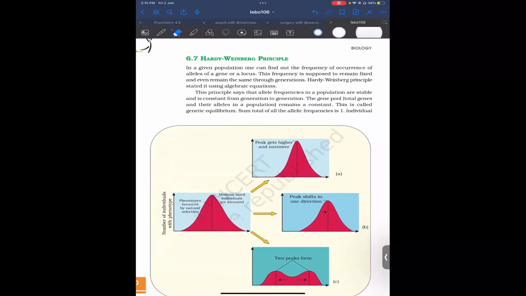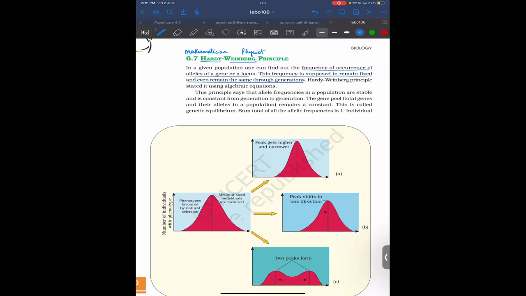So who gave population genetics? It was by the Hardy-Weinberg principle. Now here a big thing which you need to remember is Hardy was a mathematician and Weinberg was a physicist. They said that the frequency is supposed to remain fixed and remain the same throughout generations. So the frequency of occurrence of alleles of a gene is supposed to remain fixed even through the generations. For this they gave algebraic equations.